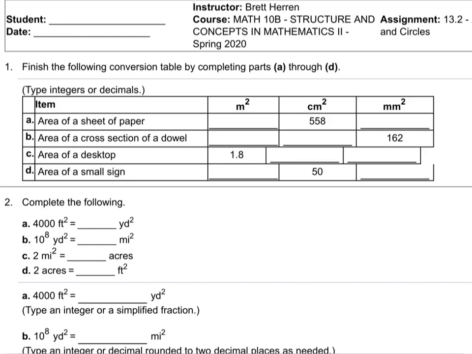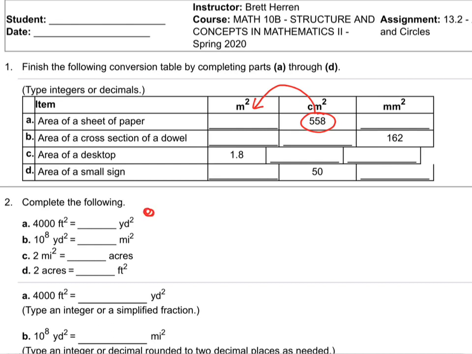Metric again is going to be super easy. The English is more challenging. So let's start with this 558 square centimeters. Now we did some of this last time in 13.1, but now we're doing it for area instead of for length. It's actually almost the same. It's hardly any different. It'll be very easy for you. Let's jump from square centimeters back to square meters for starters.